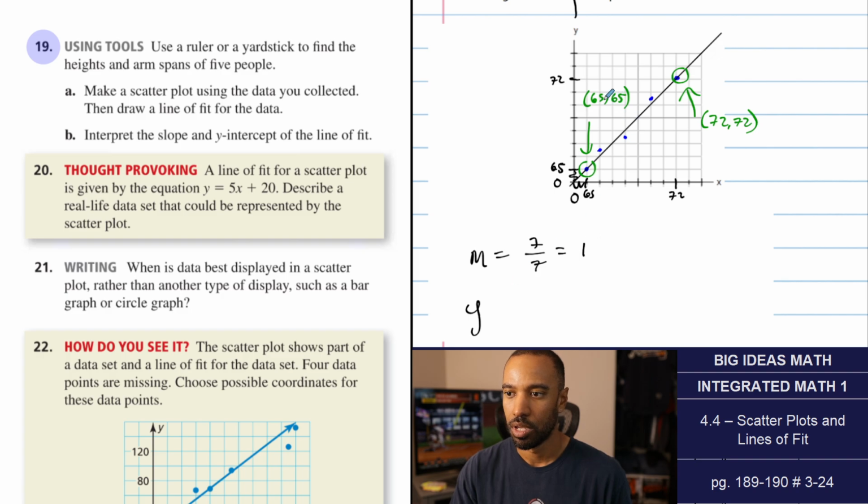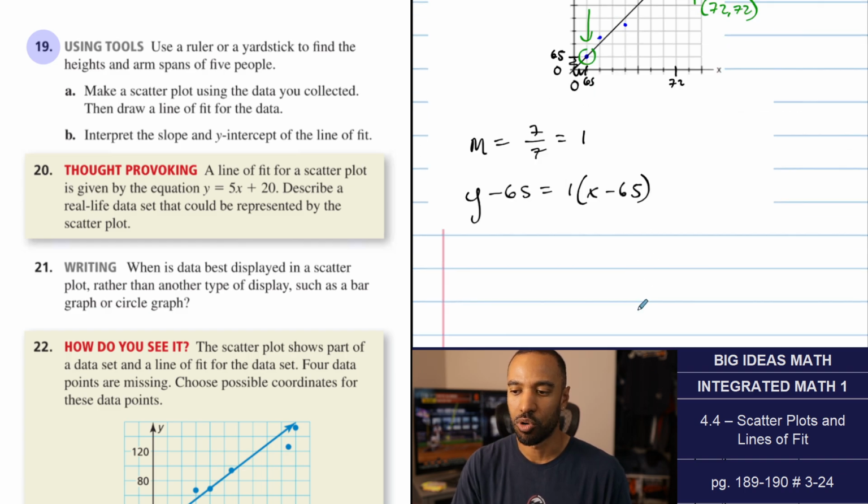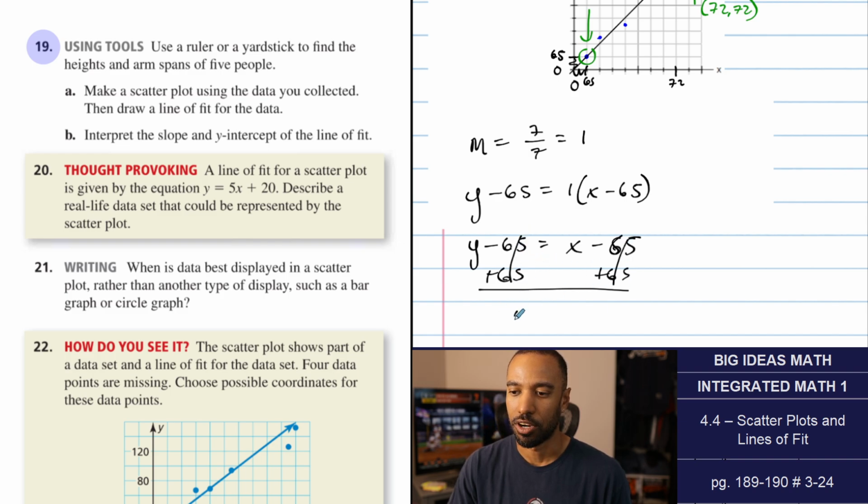Let's use x1, y1 right here. y minus y1 equals m times x minus x1. When I distribute a 1, obviously there's no change in that. But when I add 65 over, negative 65 plus 65 is 0. So you get an equation that says y equals x. Very strange one, but that also means y equals 1x plus 0.